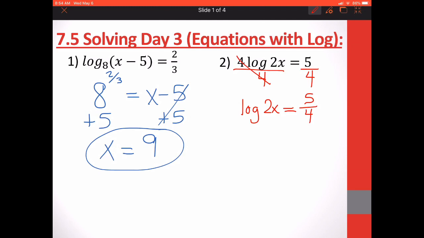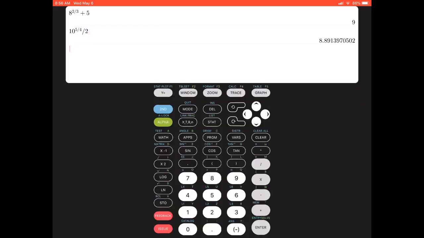All right, so I have a single log, so I need to change it to exponential form. Now, I don't see a base there, but remember, when a log does not show a base, when it's not written, the base is 10. So we have 10 to the 5/4 power equals 2x. And to get x by itself, we're going to divide by 2. So x equals, and this time I don't know what 10 to the 5/4 power is because I don't know the 4th root of 10. So I'm going to use my calculator. And I get 8.891.